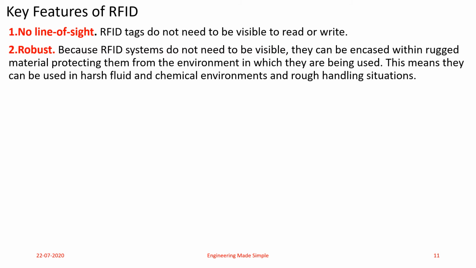So that is no line of sight. Robust: because RFID systems do not need to be visible, in other words, they support no line of sight communication. They can be encased within rugged material, protecting them from the environment in which they are being used. This means they can be used in harsh fluid and chemical environments and rough handling situations. So that is the reason we use them in industries. Both industrial grade RFID tags and industrial grade RFID readers are available, as in the pictures I had shown you earlier.